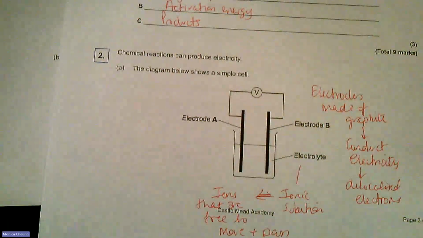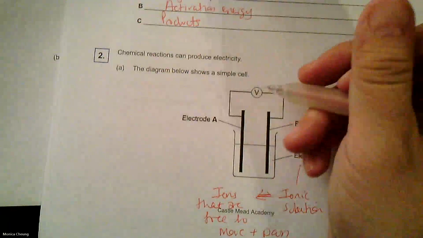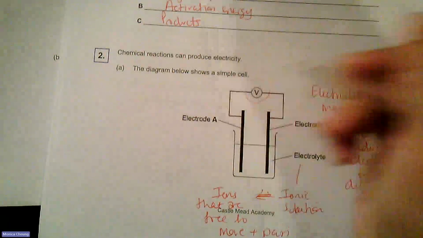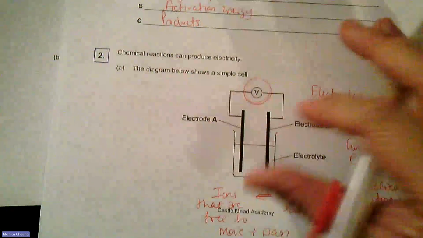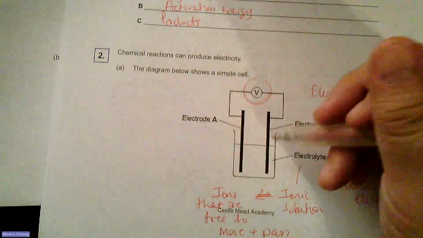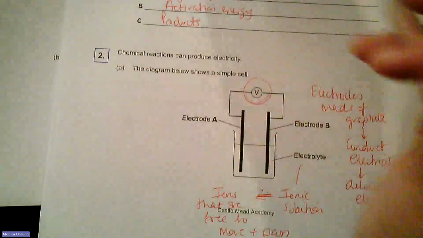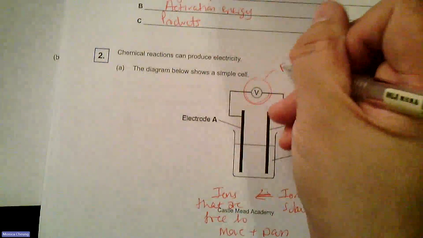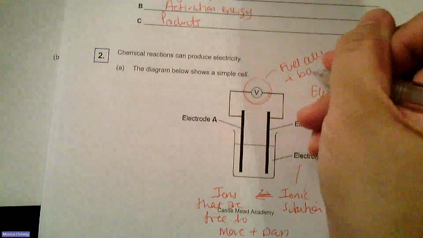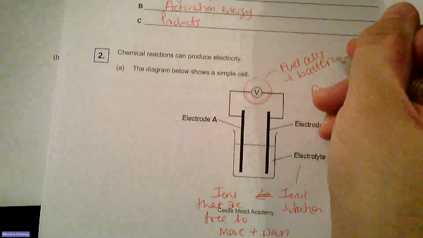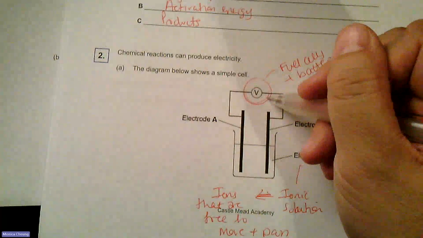Now, even though this could be electrolysis, we've got our electrodes, and that would tell us that. However, because our voltmeter is there, this will tell me that it's actually about fuel cells and batteries. So it's actually a model of a battery. And the indicator would be that it's got a voltmeter there.